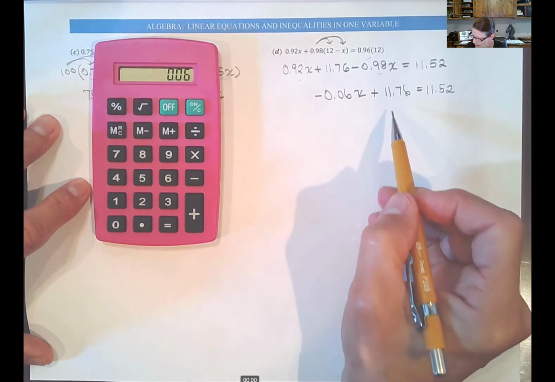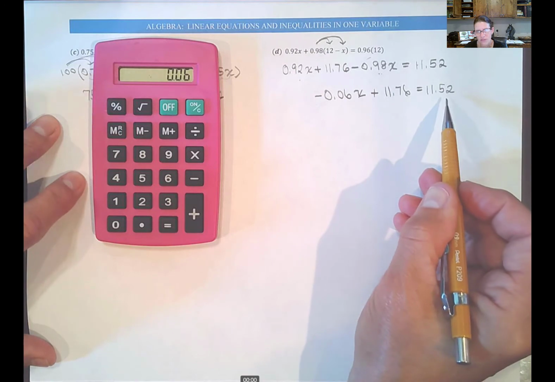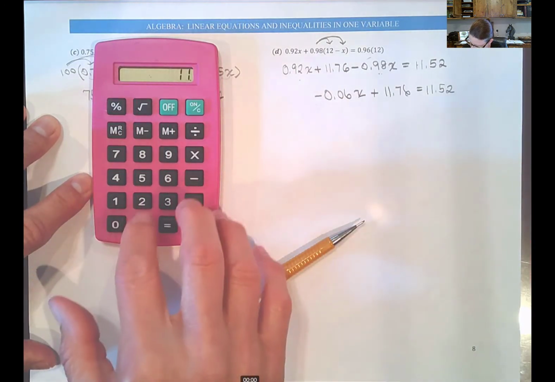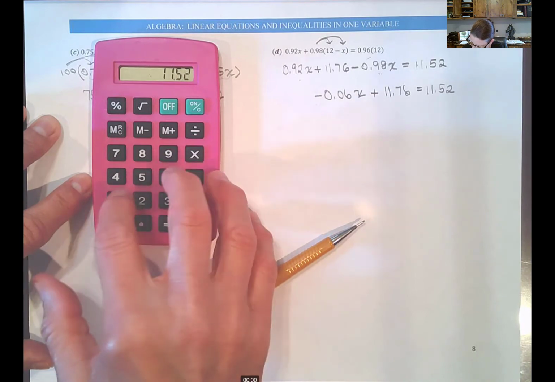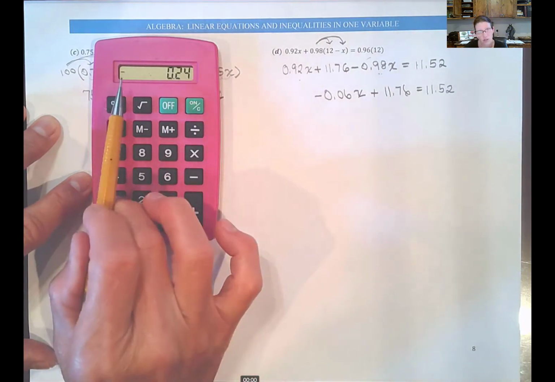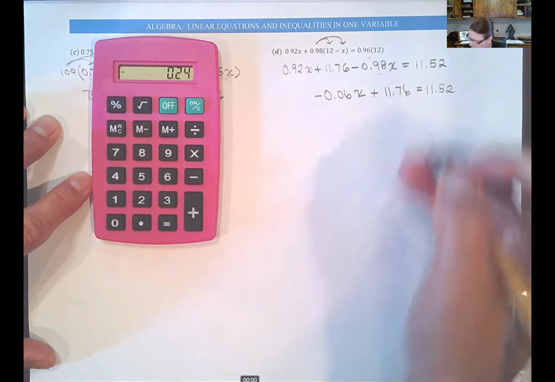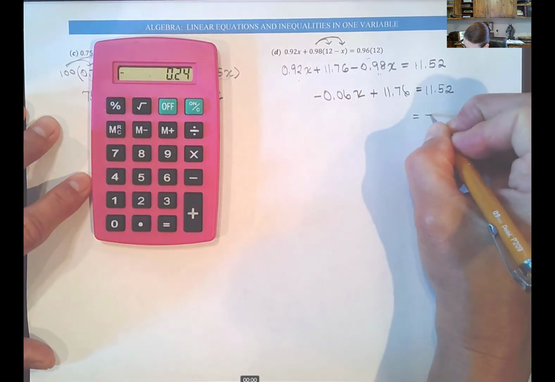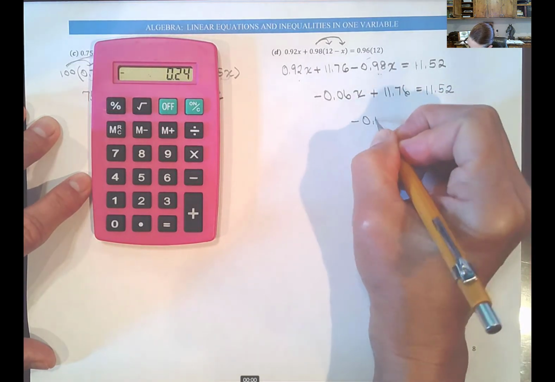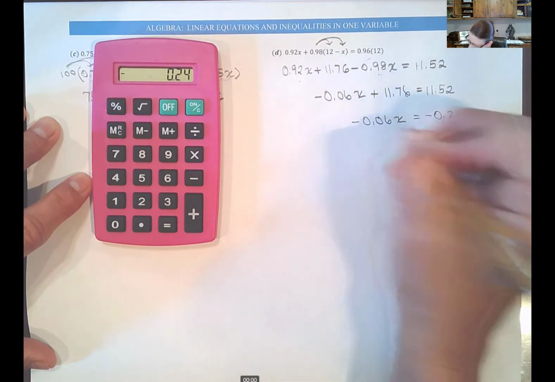Next, let's subtract 11.76 from each side. Let's see how my calculator is going to deal with this. 11.52 minus 11.76. It actually gives us our negative symbol there, doesn't it? That's a negative 0.24. It's negative 0.06x on the left.